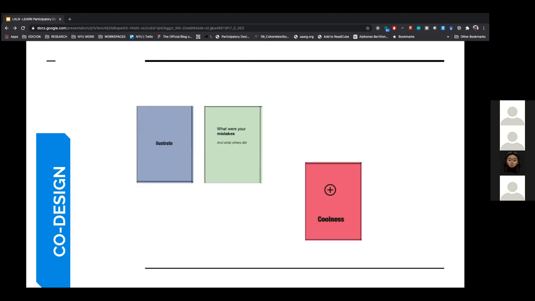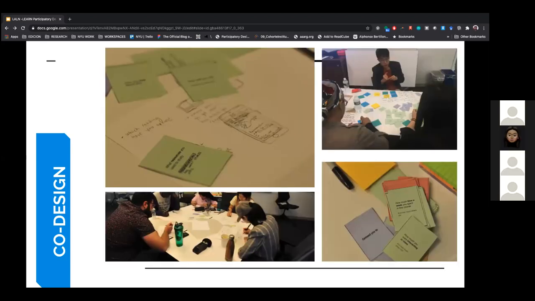And here's another combination: a tool that would illustrate what your mistakes were in some space and what mistakes others committed. The UX challenge here is, how do we make this cool? This led our students to come up with some really interesting ideas. And again, at this first level of creativity, they just came up with a lot of ideas.